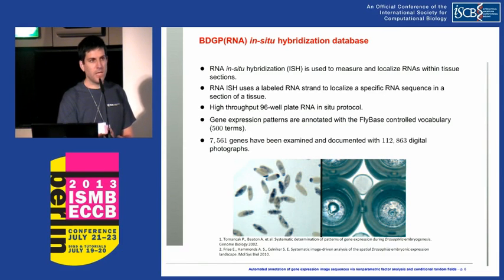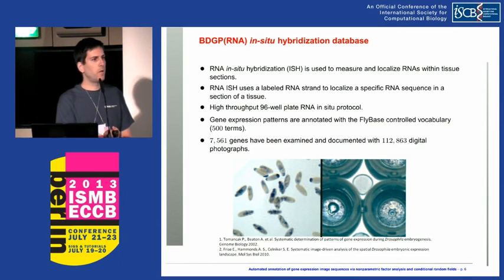To date, there are over 110,000 images recorded of these embryos, and they cover roughly half of the genome, about 7,500 genes. And their goal was, of course, to study the spatial and temporal dynamics of gene expression, and they had a specialist who would manually annotate each and every image with a fixed vocabulary.